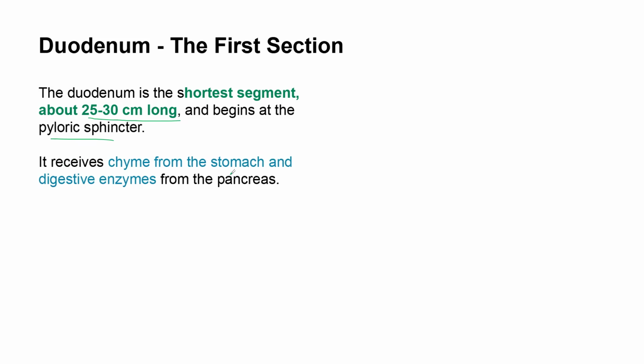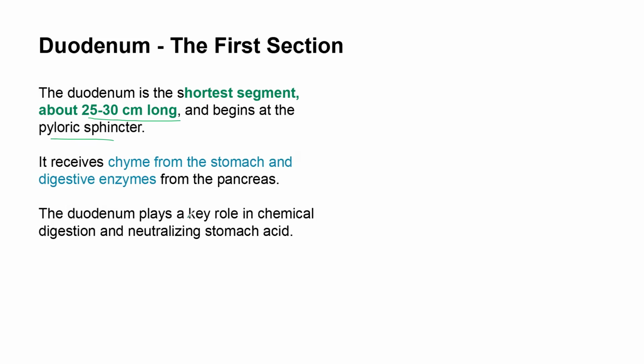The duodenum receives chyme from the stomach. The chyme is the mixed food product. It also receives digestive enzymes from the pancreas. Of course, the duodenum plays a key role in chemical digestion and neutralizing stomach acid.